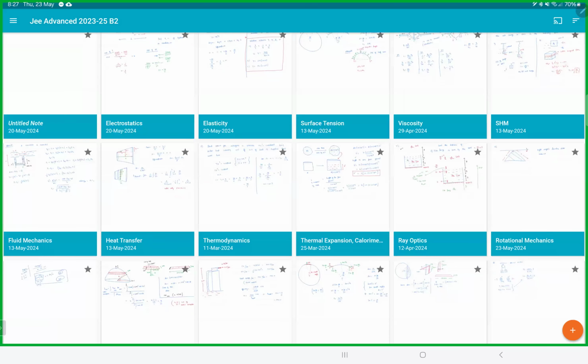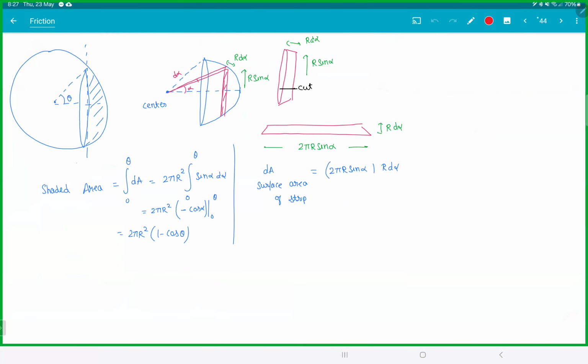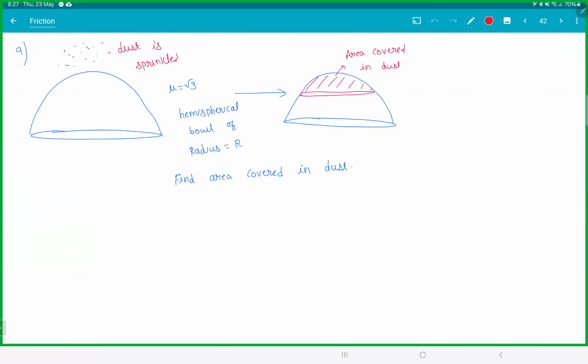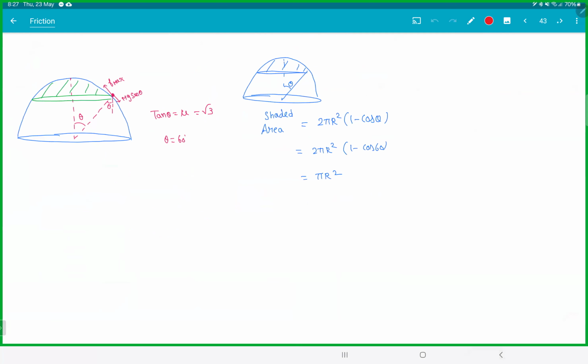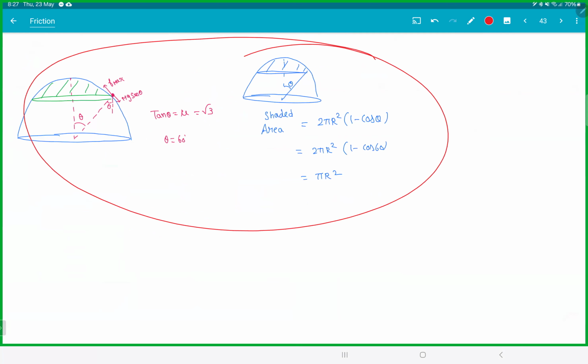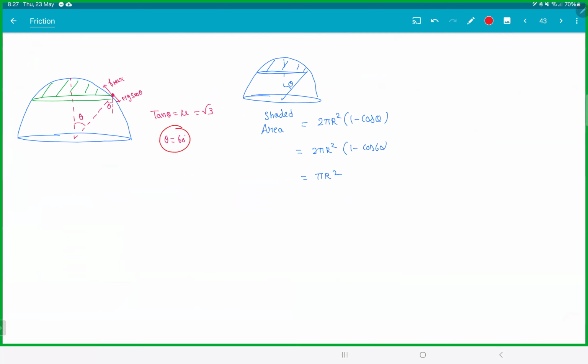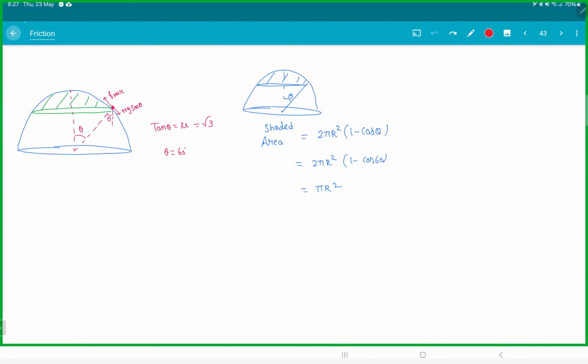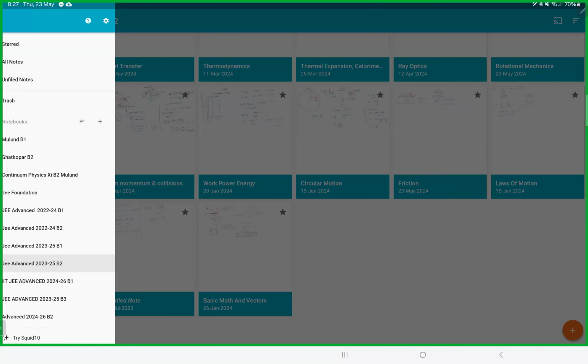The first time you'll encounter this is in friction only. There was a question: someone sprinkled dust on a hemisphere and the dust got stuck here. The question is to find the area covered in dust. So you should know this result. That area is pi r square. Somehow we will find the angle 60 using physics, and then we use the formula to get this. Applications will be like that. So that result is a genuine thing you should know.